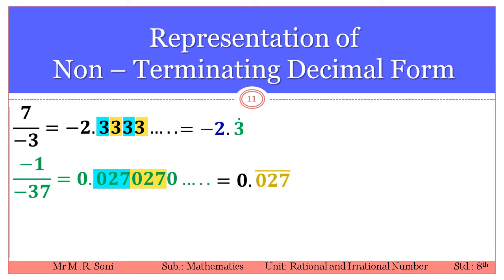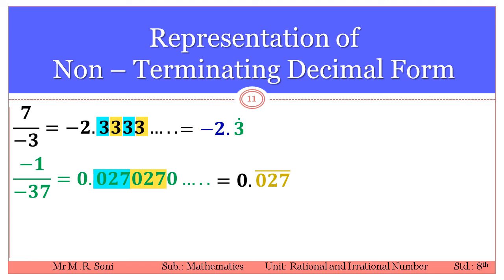Hence, in the final answer, for representing it as a non-terminating decimal form, we must draw a horizontal line on top of the repeating digits or the set of repeating digits, as shown in the example of -1 divided by -37, which equals 0.027 bar.